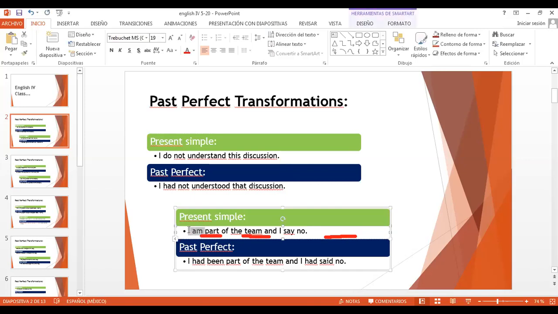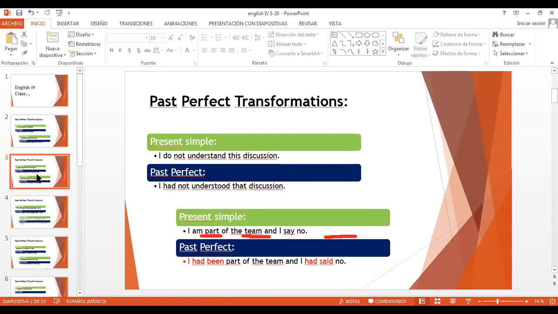En esta parte cambia un poquito, porque ya tenemos dos cláusulas. I am part of the team. Soy parte del equipo, and I say no, y yo digo no. Ahora, lo sacaron del equipo, ya no pertenece al equipo y le está diciendo a alguien más, I had been part of the team, yo había sido parte del equipo y había dicho no, and I had said no. You see? Super simple. Solo el problema es identificar las partes activas. I see that as a problem only.